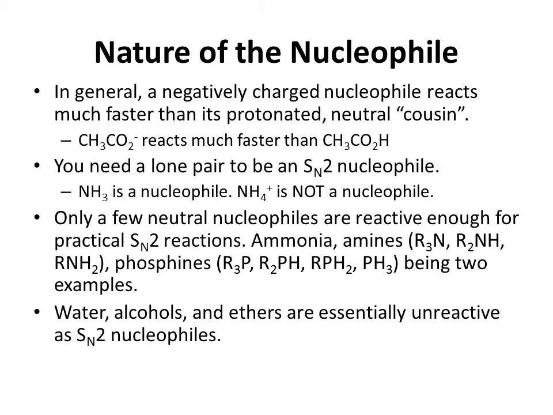Okay, only a few neutral nucleophiles, like ammonia we just saw, are reactive enough for practical SN2 reactions. We have the ammonia and the amines. On the amines, you have to put at least one carbon on the nitrogen, so you have R3N, which is a tertiary amine, or R2NH, 2 carbons, that's a secondary amine, or RNH2, which is a primary amine. Then you also have the phosphines, where you have carbons attached to phosphorus, anywhere from none, which would be PH3, phosphine, all the way up to 3. These are two examples of neutral nucleophiles which are very good for SN2.